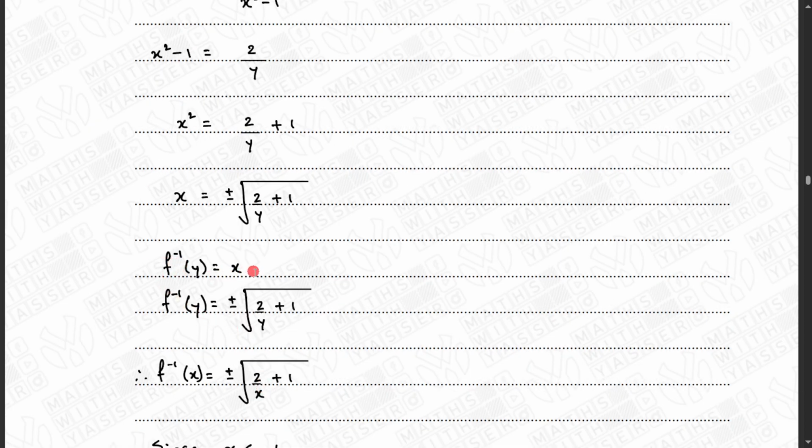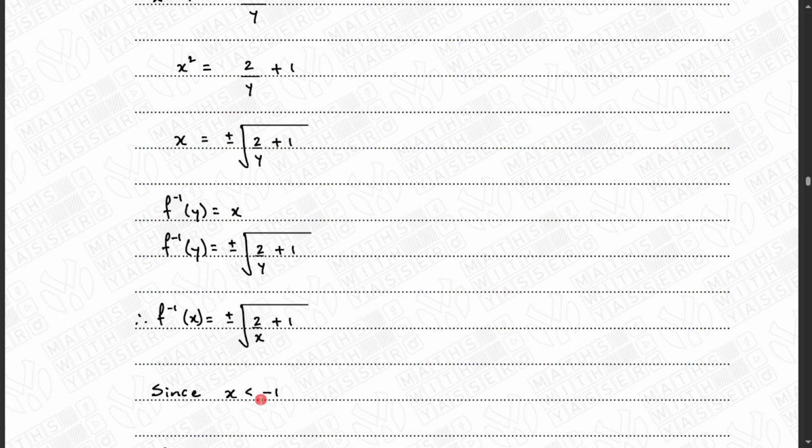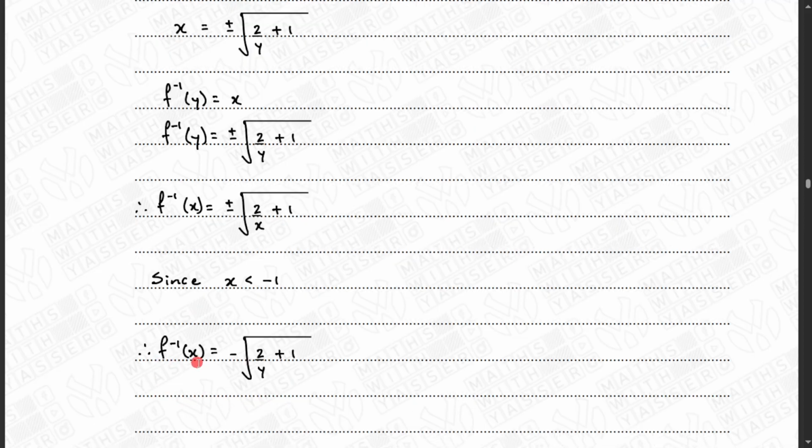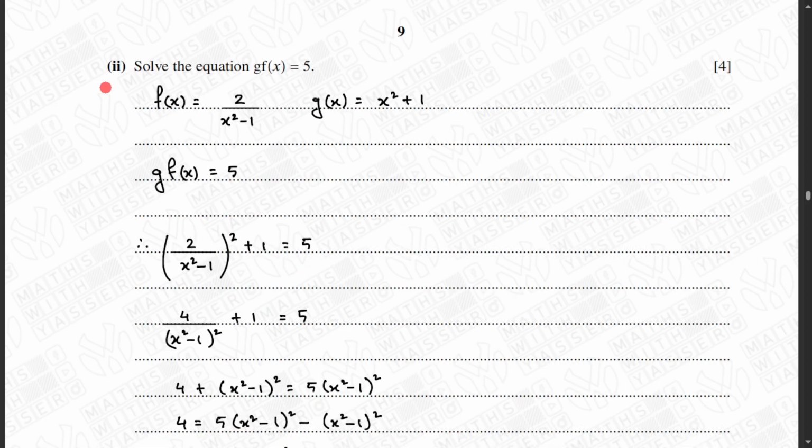f inverse of y is x. Therefore, f inverse of y must be plus or minus the square root of 2 over y plus 1. So f inverse of x must be plus or minus the square root of 2 over x plus 1. Since x is less than minus 1, f inverse of x will be just the negative square root of 2 over x plus 1.